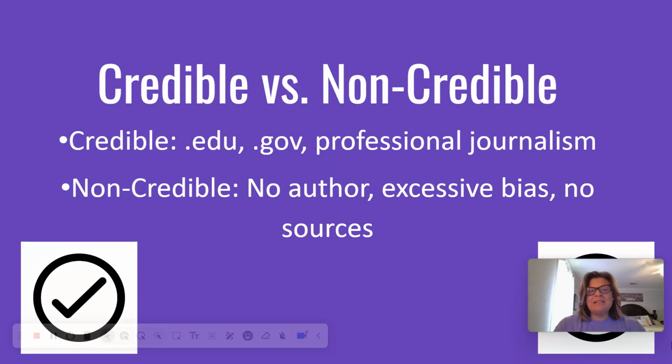Next, let's look at is it credible or non-credible? Some easy ways to see that would be credible: you can look for things like .edu, .gov, professional journalism. You may want to have a conversation about what is professional journalism. And then we have non-credible, when no author can be found or if you see bias throughout the entire post or article, and then that's where a good conversation about bias comes up. Or there's no sources listed. It's just information that's been shared and no source has been shared to support that information.